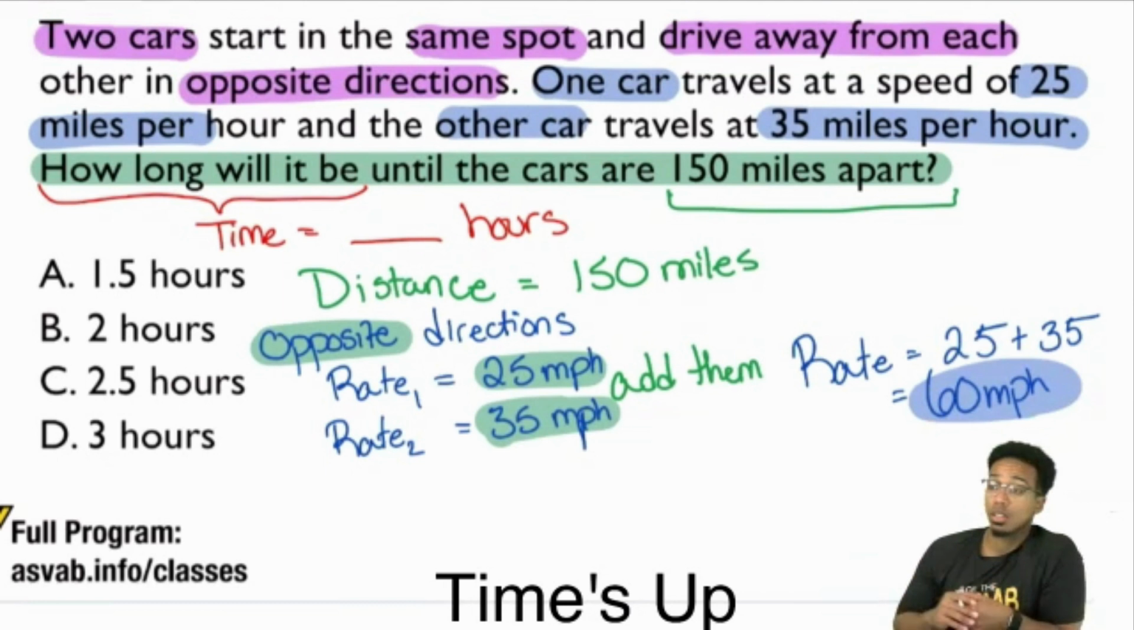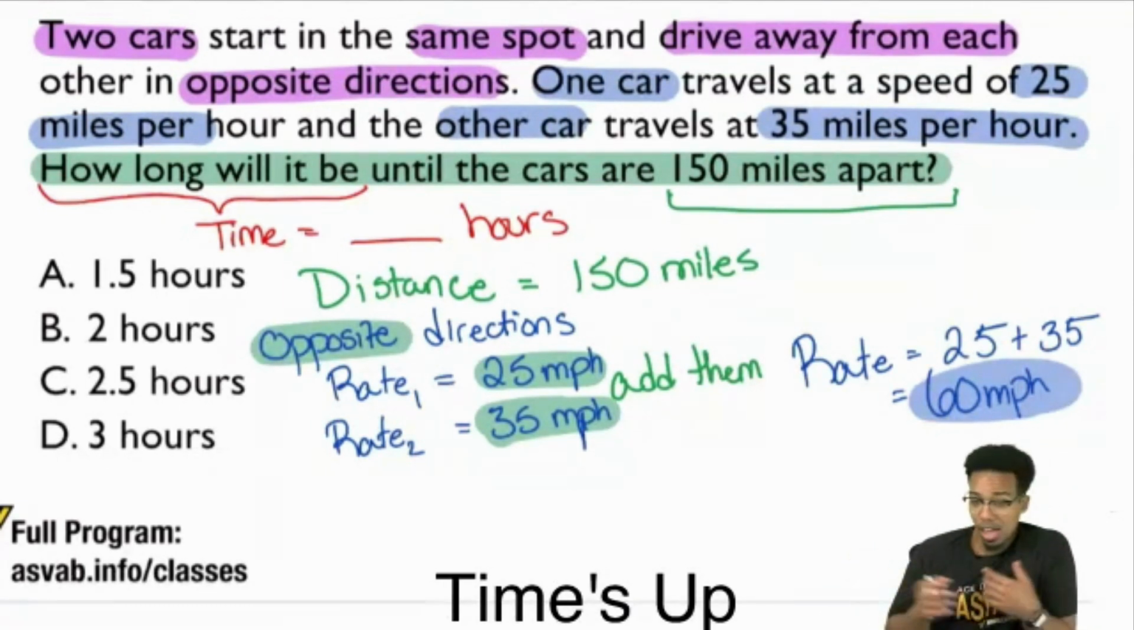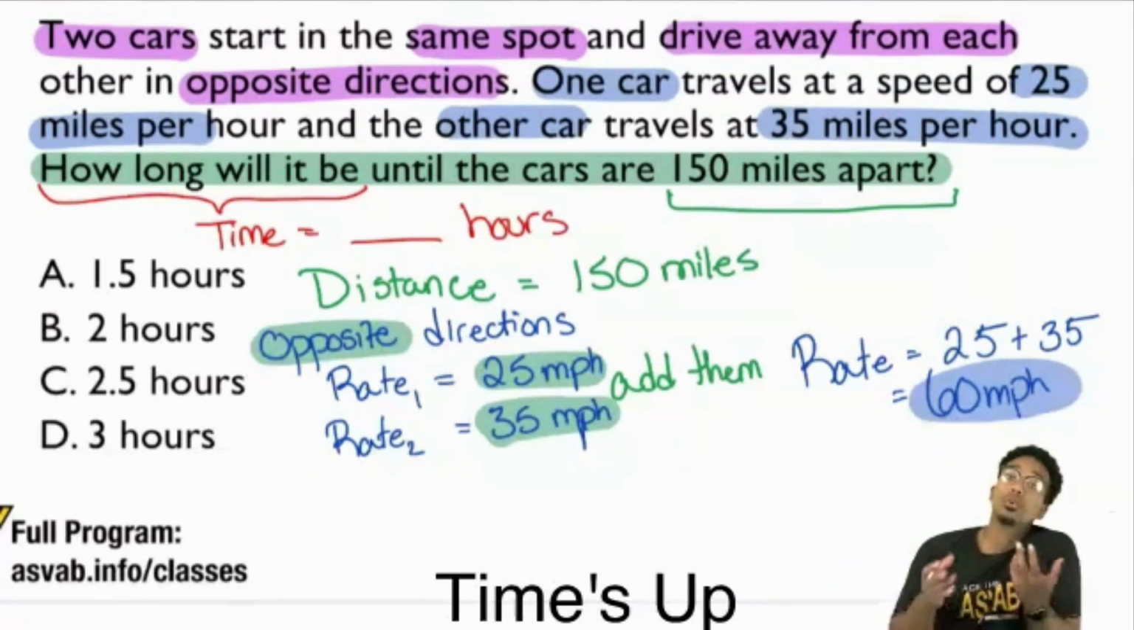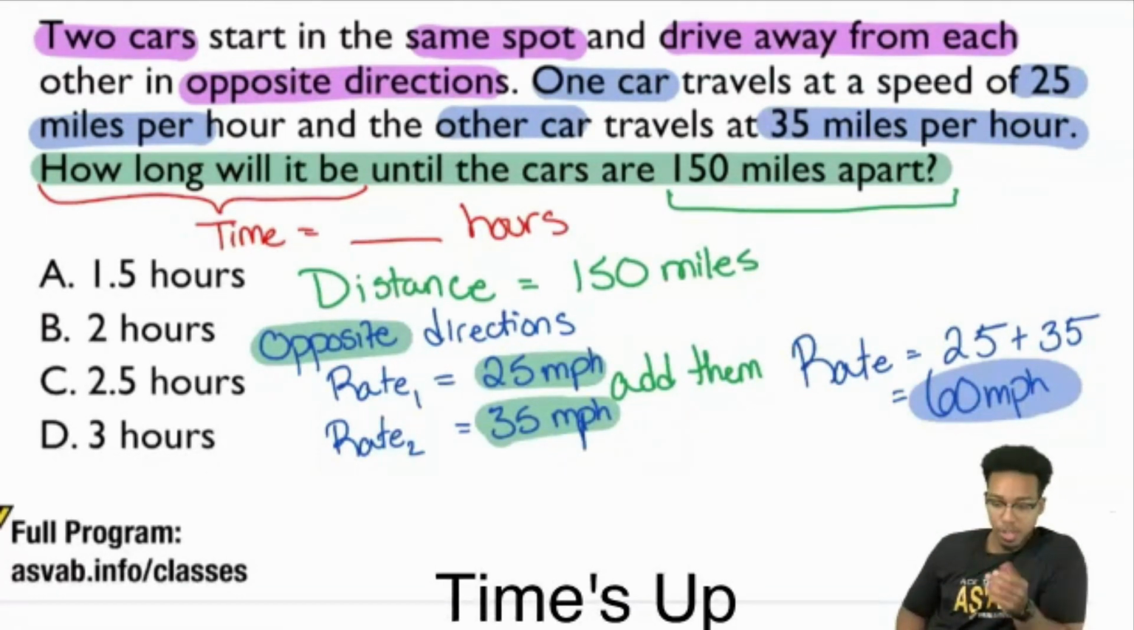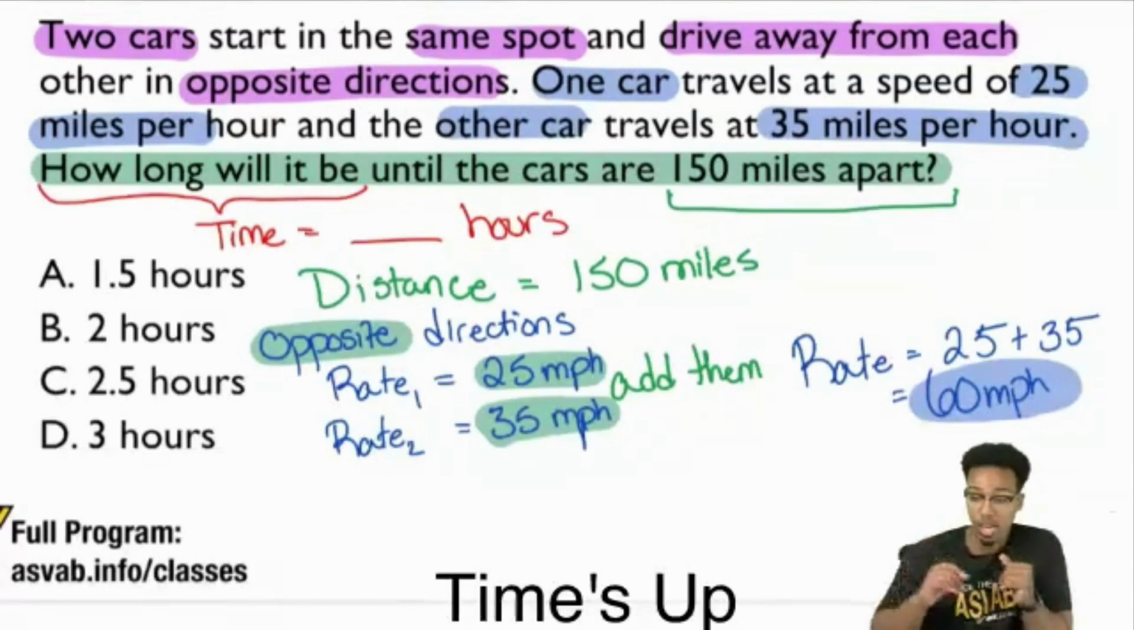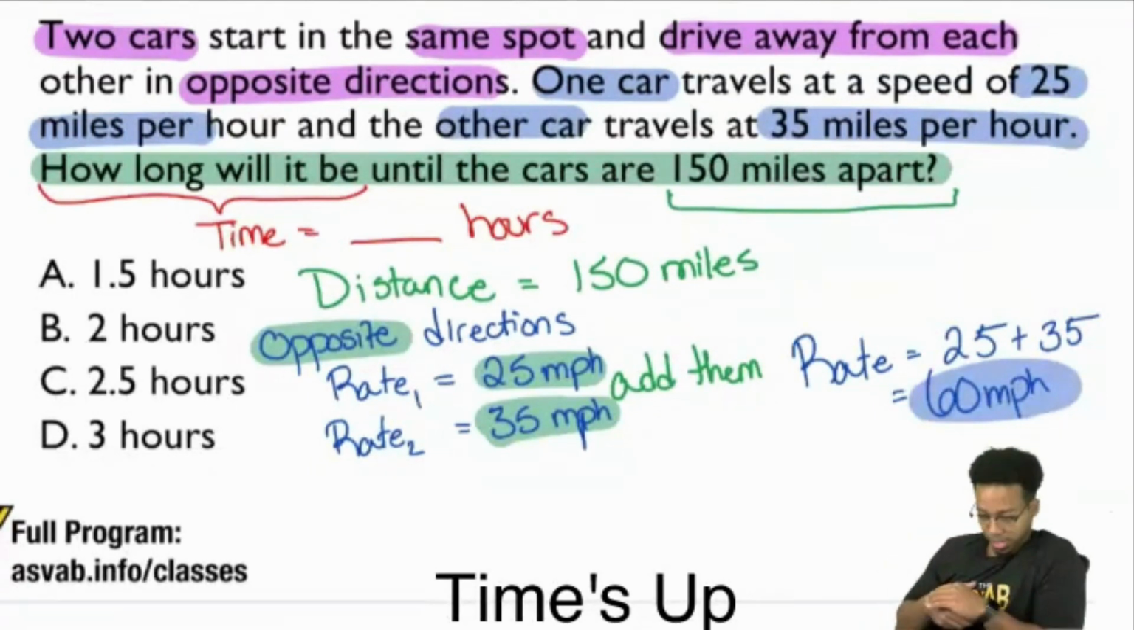Not just saying, oh yeah, we added 25 and 35, that's how you got 60. No. What I'm saying is, do you understand why we got 60? That's what I want to know. Okay, I see some no's, and that's okay. I appreciate the honesty. Thank you for being honest.